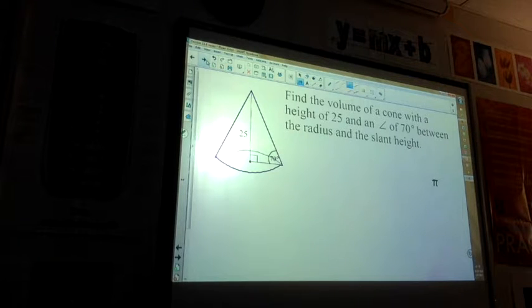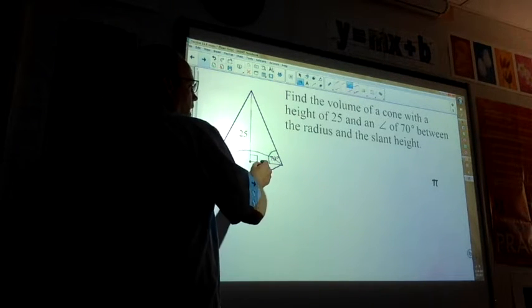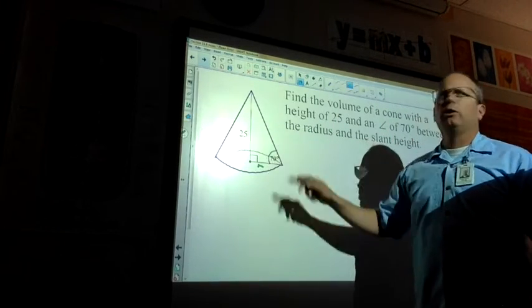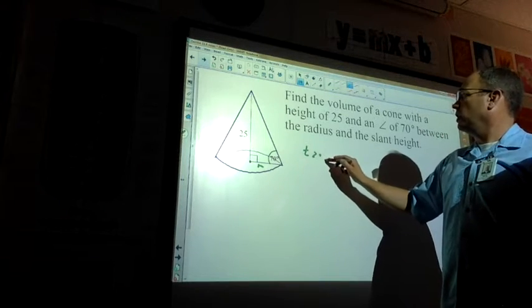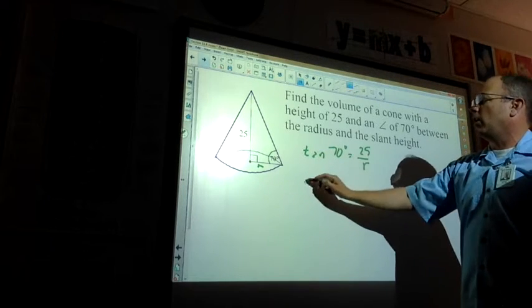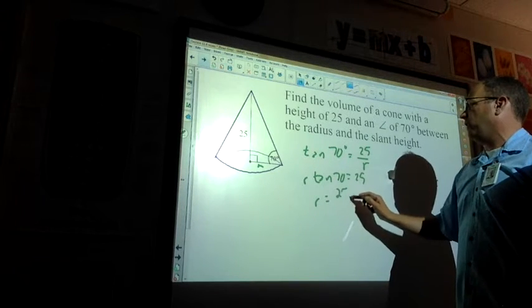I moved it. All right, find the volume of a cone with a height of 25 and an angle of 70 degrees between the radius and the slant height. What should I try and find? The other side, the radius. So, I want to find my radius, yes? I have opposite and adjacent. Opposite and adjacent is tangent. So tangent 70 degrees equals 25 over r. So I get r tangent 70 equals 25. So r equals 25 divided by tangent 70.